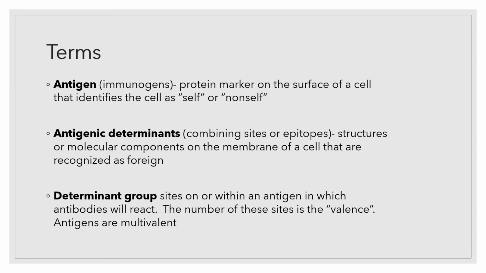An antigenic determinant is also known as a combining site or epitope. It is structures or molecular components on the membrane of a cell that are recognized as foreign. A determinant group is sites on or within an antigen in which antibodies will react. The number of these sites is its valence. So antigens are multivalent. They have many combining sites which antibodies can react to.